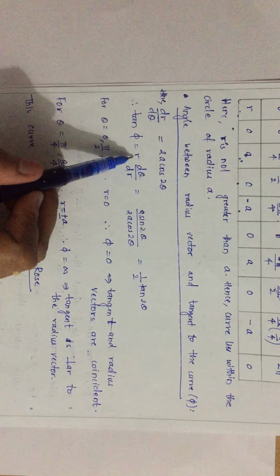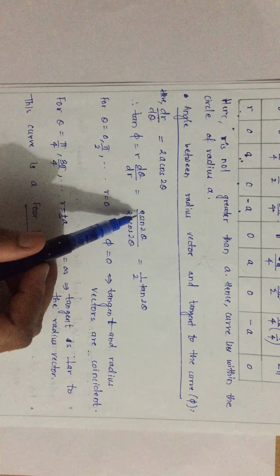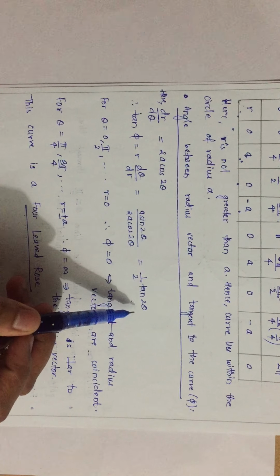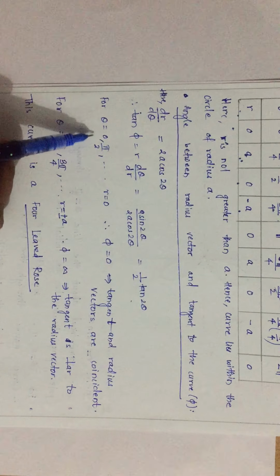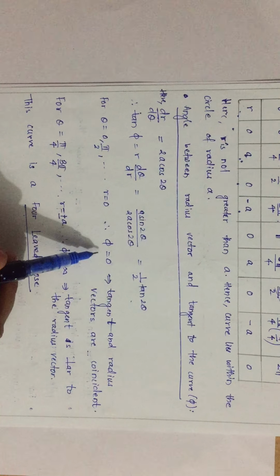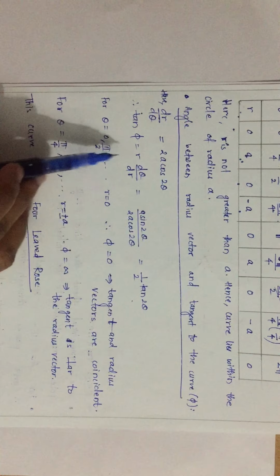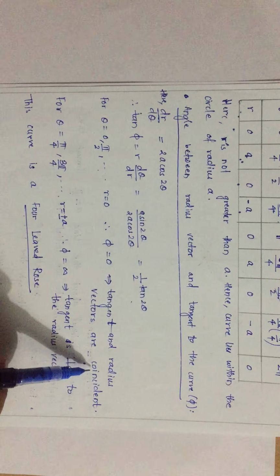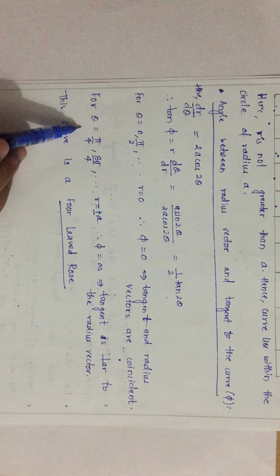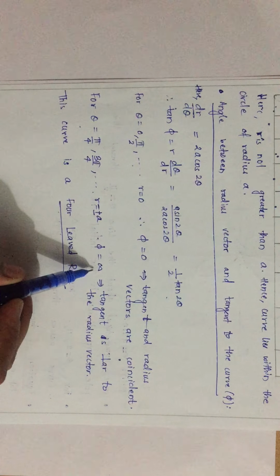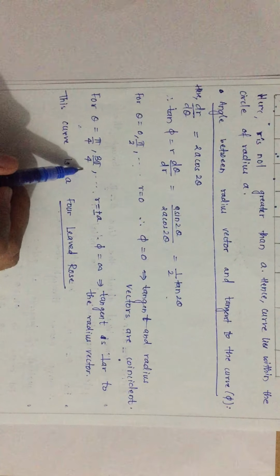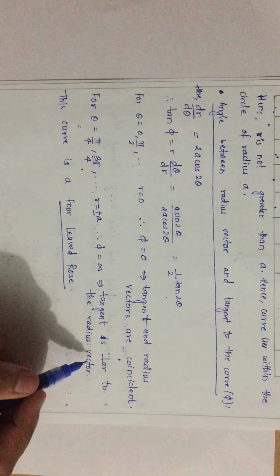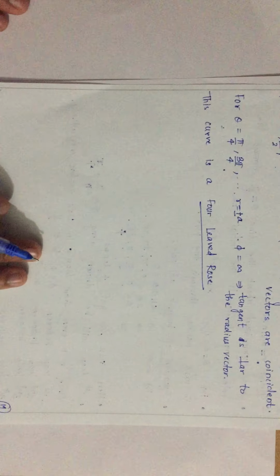That means tan phi is equal to r d theta by dr. So this becomes a sin 2 theta upon 2a cos 2 theta, that is half tan 2 theta. Means for theta equal to 0, pi by 2, if you observe, phi becomes 0. That means the tangent and radius vector will be coincident at these values. Whereas for theta equal to pi by 4, 3 pi by 4, phi becomes infinity. That means for these values of theta, the tangent will be perpendicular to the radius vector.